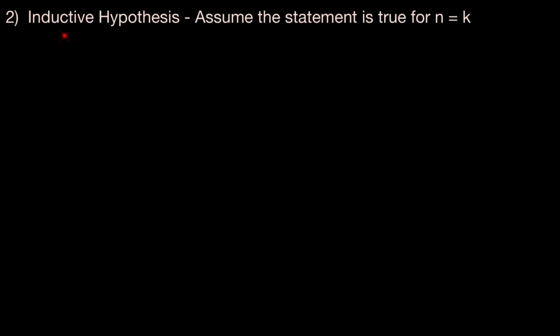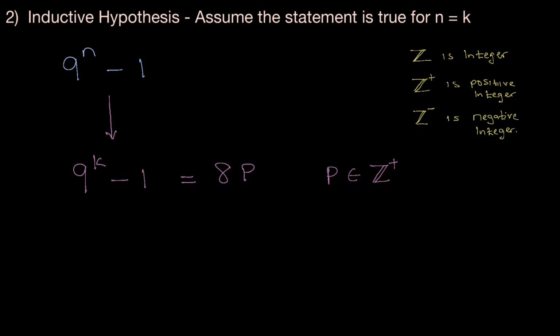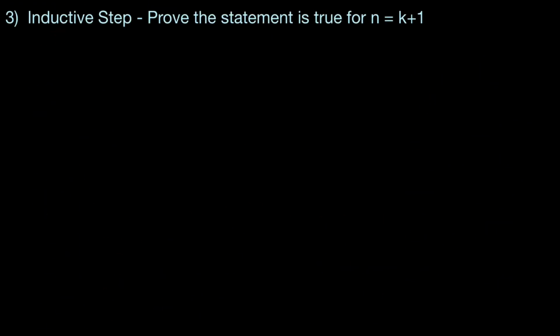Step 2. Inductive hypothesis. Assume the statement is true for n equals k. We're replacing n with k, and you get 9 to the power k minus 1. We have to assume that that equals 8 times p, where p is a positive integer. Z is integer, z plus is positive integer, z minus is negative integer. This step will be used in step 3, inductive step.